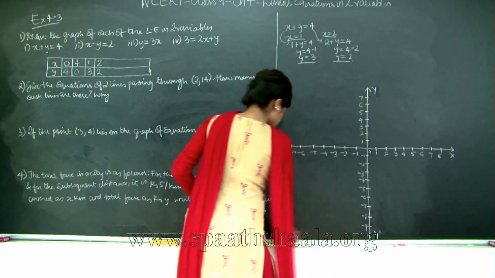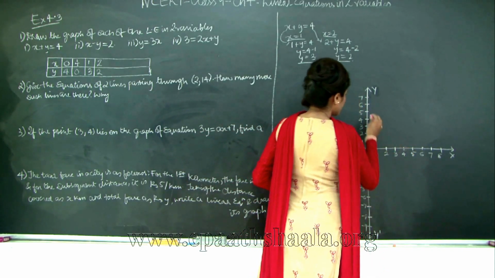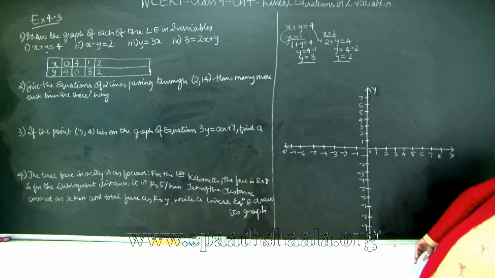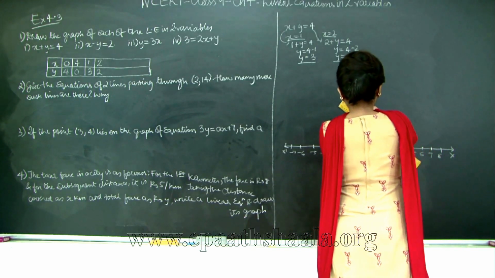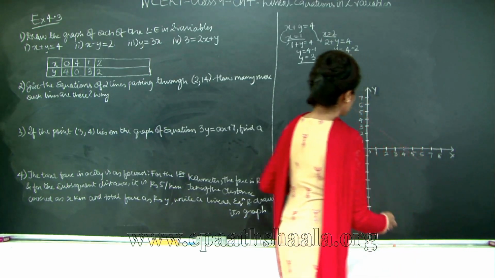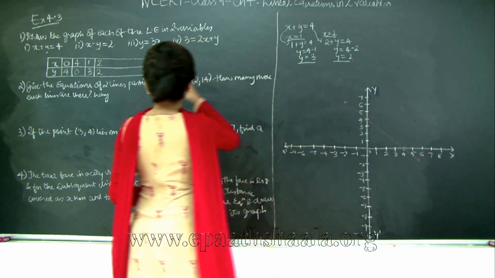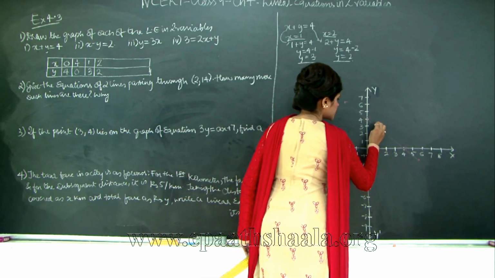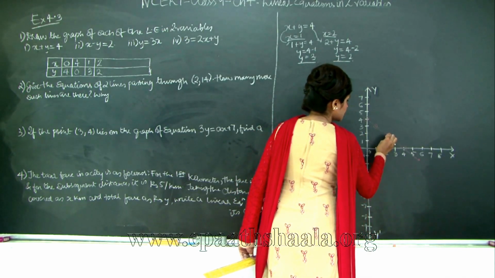So, my 0, 4 is here and 4, 0 is here. I am going to draw this line by joining the 2 points, or the 2 coordinates. Let us go ahead and mark the other coordinates also. So, what are my other coordinates? I have 1 and 3. So, 1 is here and 3 is here. So, 1 and 3 is this point, and then I have 2 and 2. So, 2 is here and 2 is here. So, this is my 2 and 2.